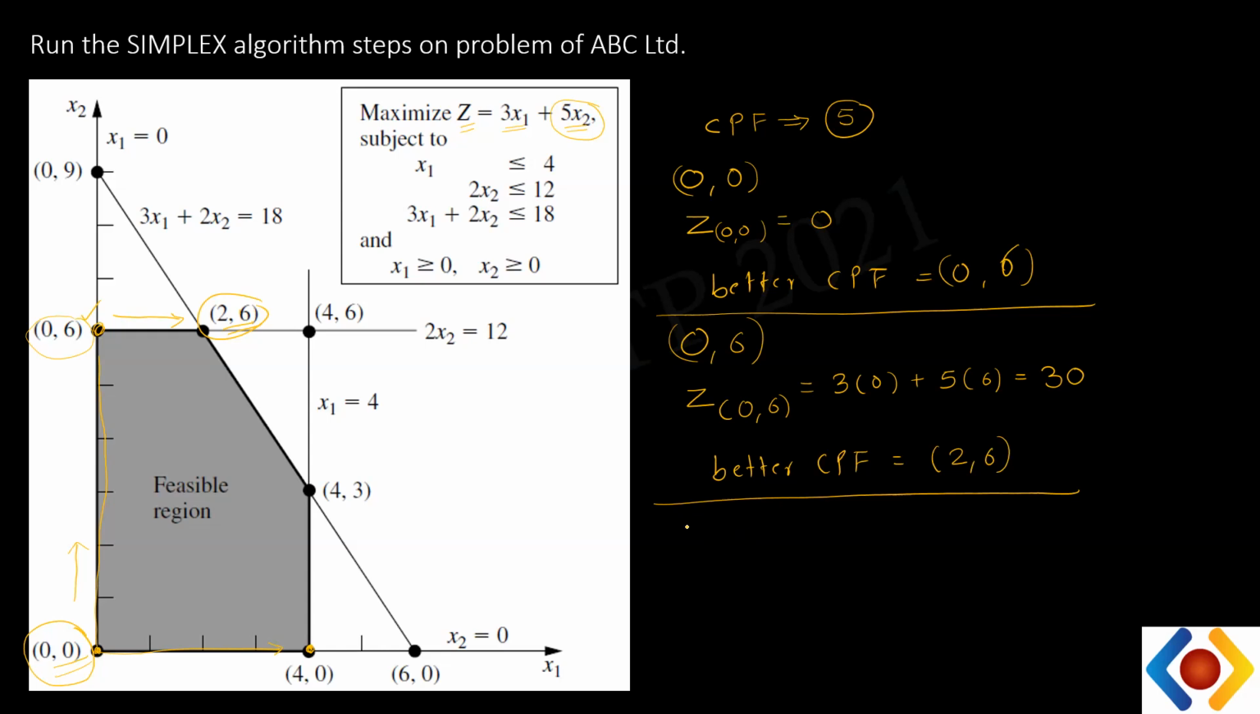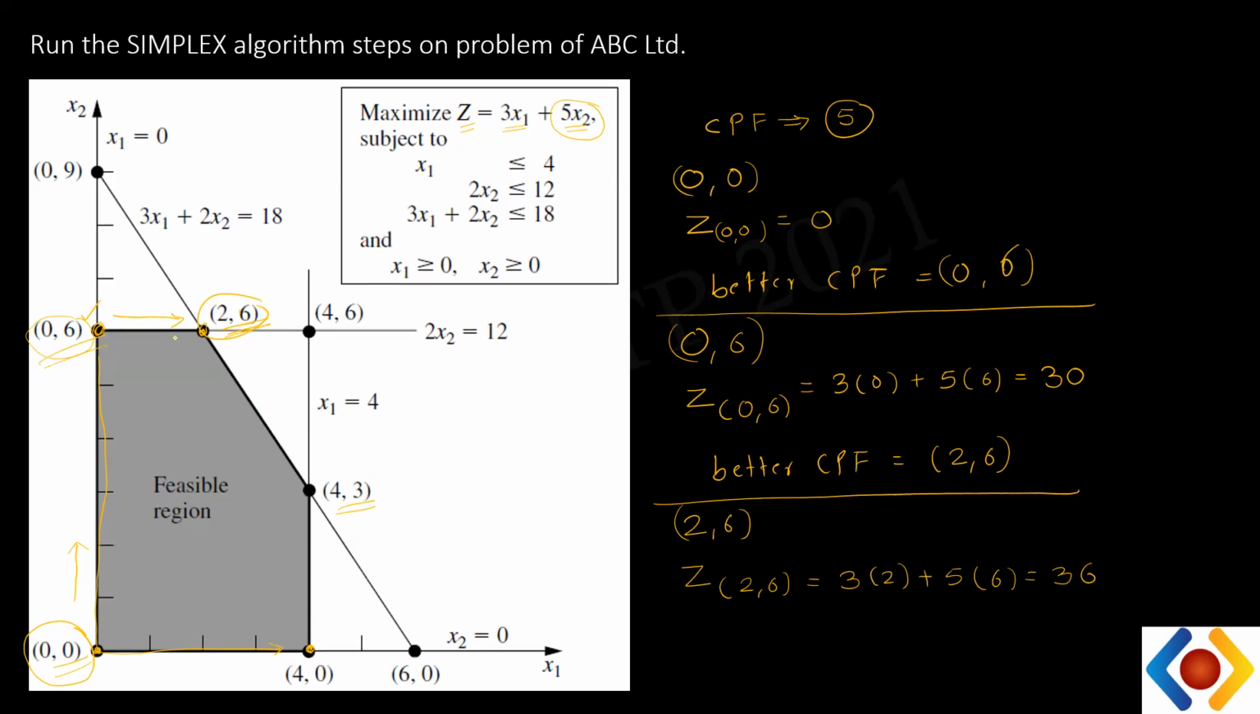So I go to the next step, which is 2.6, and the first thing I calculate is the Z value for 2.6. So 3 times 2 plus 5 times 6, that's equal to 36. Then is this an optimal solution? I need to check that. For that, I will have to check the adjacent CPF. So what are the adjacent CPF of 2.6? 0.6 and 4.3.